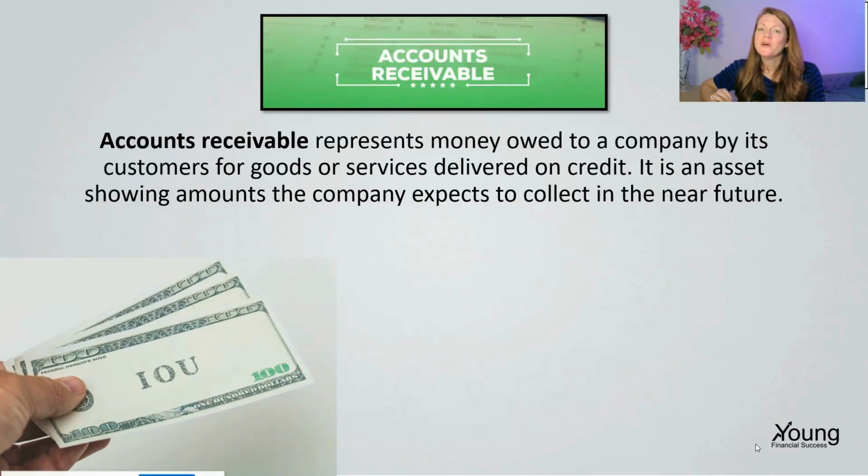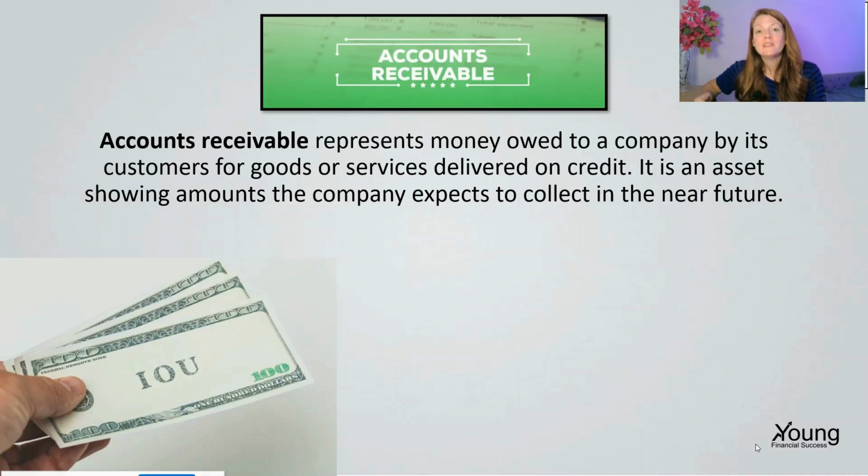Now let's jump into accounts receivable. So accounts receivable represents the money owed to a company by its customers for goods or services delivered on credit. We know it's an asset showing the amounts that the company expects to collect in the near future. You already know what accounts receivables are, right? We've talked about this for so long. This is going to be the current section of the balance sheet.